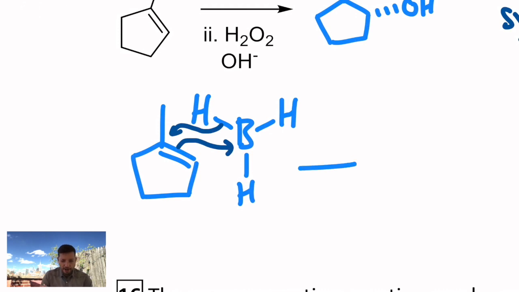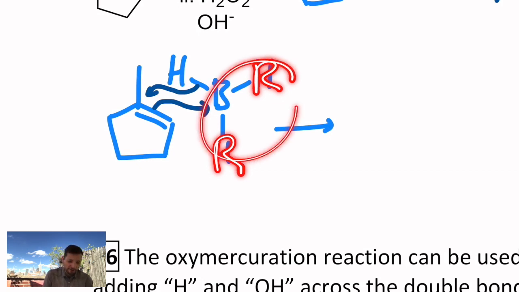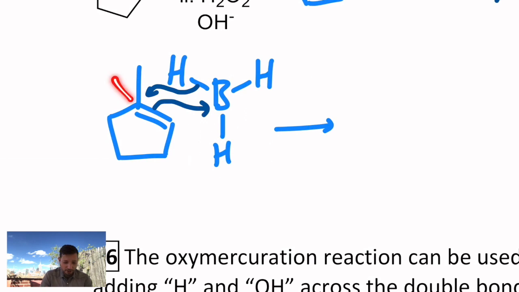And there are other borohydride reagents where sometimes this is actually R groups instead, and those work even better because they prevent over-addition if that's an option, and they sterically keep this boron out of the way of the more substituted spot. This is why you get the H on the less substituted carbon.